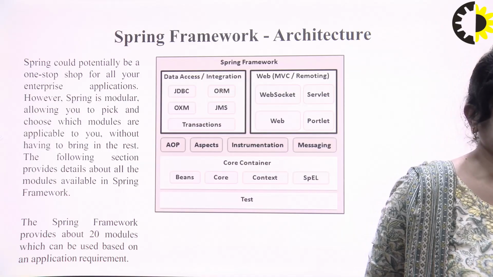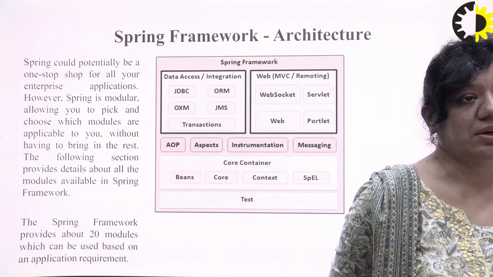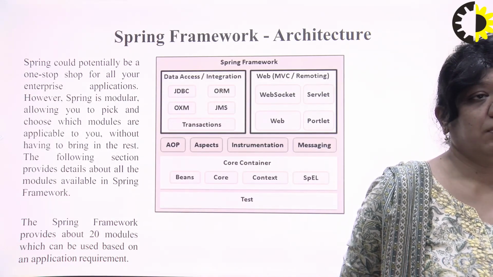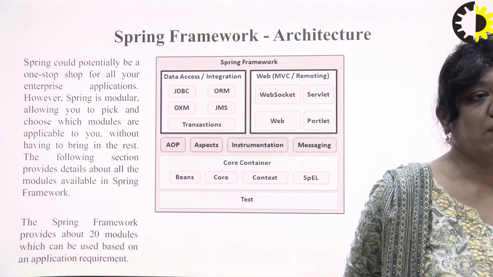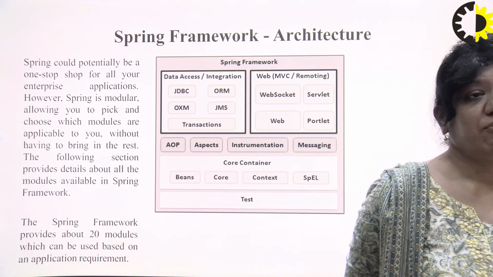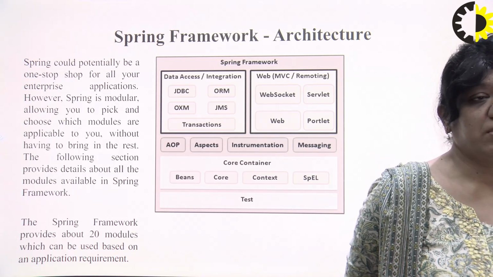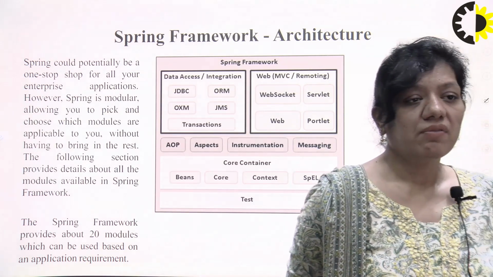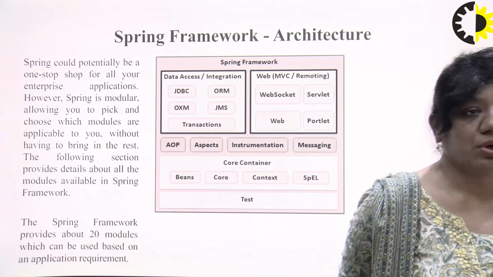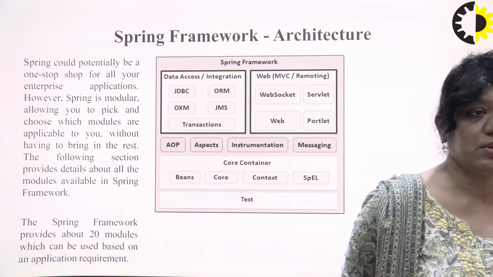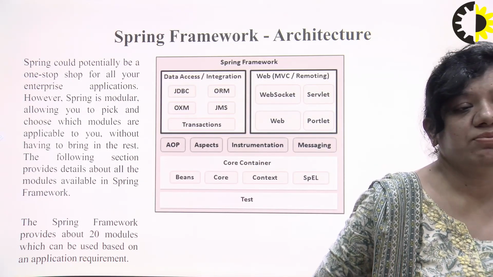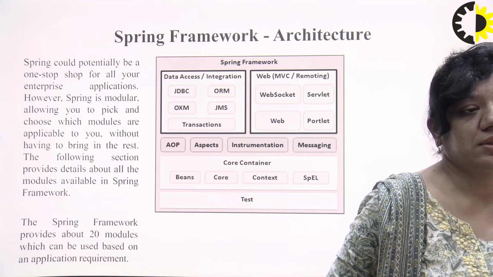Now, this is the Spring Framework architecture. In this, we have data access integration, where we can use JDBC, ORM, and JMS transaction. For the web layer, we use WebSocket, Servlet, and Portlet. Firstly, we have test, then we have the core container. Alongside it we have AOP, aspect-oriented programming, aspects, instrumentation, and messaging. And in the core container, we have beans, core, context, and SpEL.